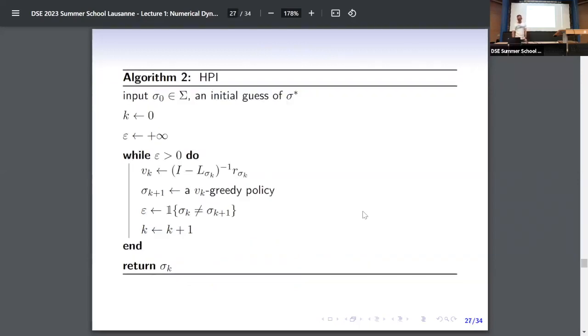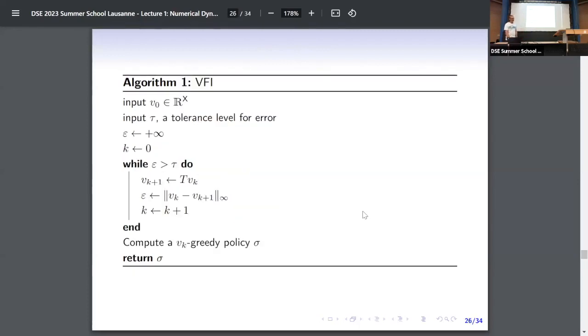Can I ask something about this algorithm? Typically we care about the policy, right? The value function is not the end goal. How close is the policy that you end up with to the true optimal policy? Yeah, it's a good question. So you can come up with error bounds, and they'll be determined by the primitives of the model, plus how many times you iterate, or your error tolerance, but they tend to be very pessimistic.